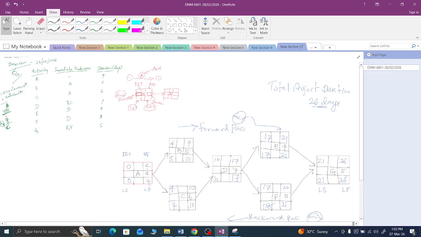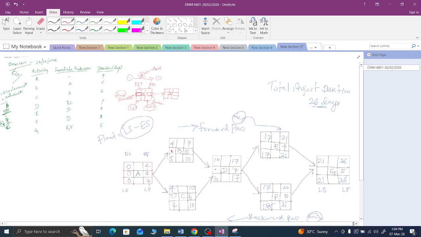The float means latest start minus early start. This will give you the float, right? This is the difference between latest start and early start. This is the float, so that float we will mark. So 0 minus 0 is 0, right? 0. So 5 minus 4 is 1, right? 1. So 4 minus 4 is 0, right?